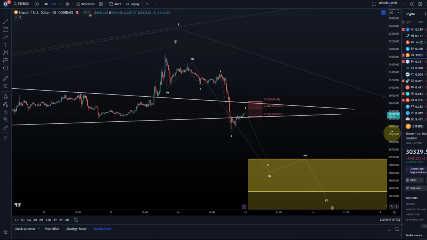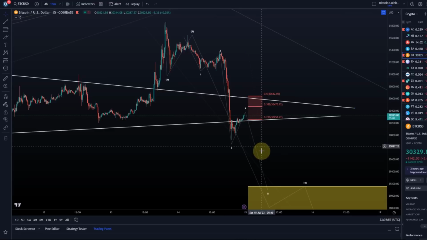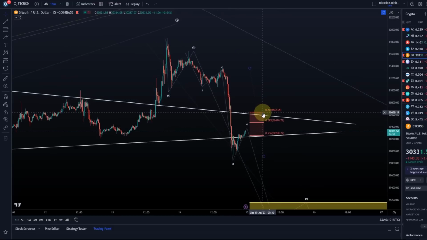So what I can tell you is that as long as we stay below 30,640, that's the 50% fib retracement, I think we have a good chance to go lower. Above that level, chances increase that we are actually in something more bullish. But below that level, this is the 50% fib level where the probabilities are changing, okay? Very, very important.